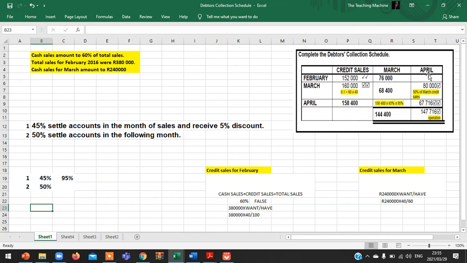How did they get 80,000? From March to April, it's 2 months. Your 2 says collect 50%. What is 50% of 160? 80,000. All right. From April to April, it's 1 month. And then your 1 says collect 45% and then collect 95%.